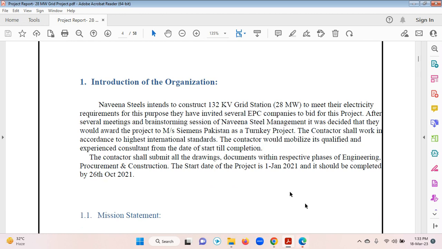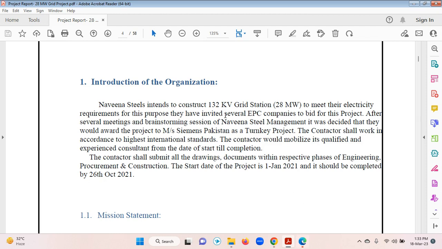Here you need to mention what was the intent to start this project. So my company was Navina Steels, which needed to construct a grid station since we were moving to the expansion of the project, and we were also being faced by the electricity requirements. So we planned to have this project.